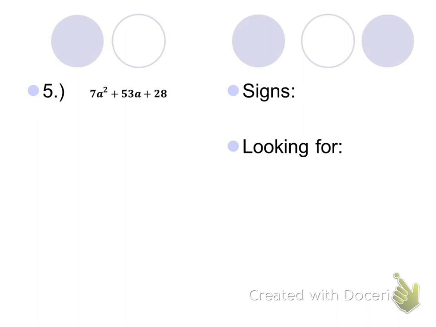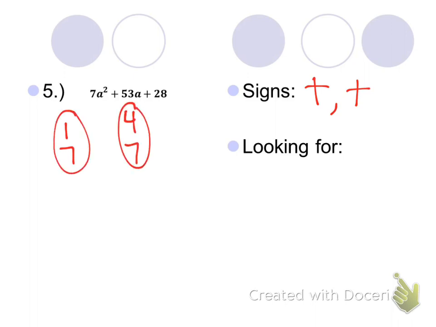All right, on number 5, we already said our signs are going to be what? Plus, plus. Did anybody figure out what bubbles I need? Deja? For the first one, 1 and 7, and then 4 and 7. Good. So we've got 1 and 7 in our first bubble. That's our only option. We had a couple options for 28, but I think 4 and 7 is good.